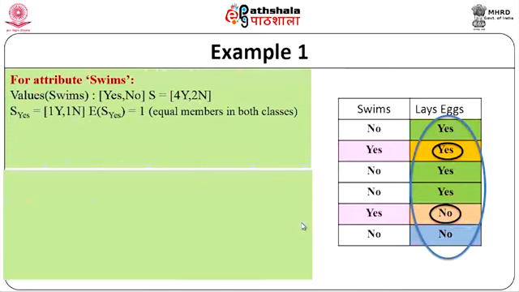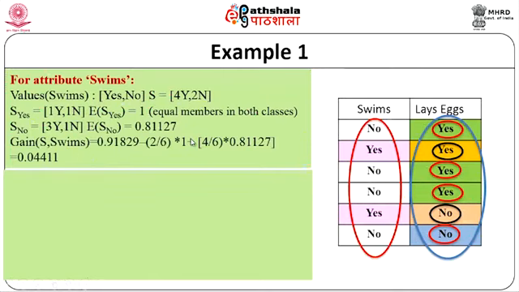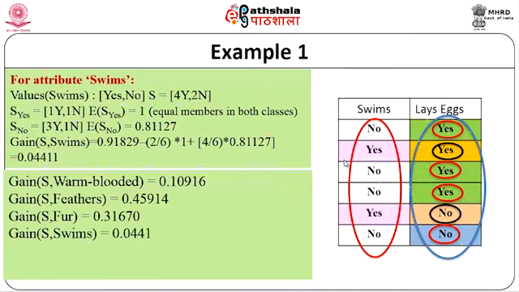Here again the entropy value is 1 because there is equal division, equal members. For no you have 4 values, of which 3 are yes and 1 is no. So you get the entropy value as 0.81127, and with this you calculate the gain as the entropy of the complete set minus the entropy for the attribute values. With that you get the value as 0.0441. So, we got these 4 values. The maximum value you get is when you split using feathers.